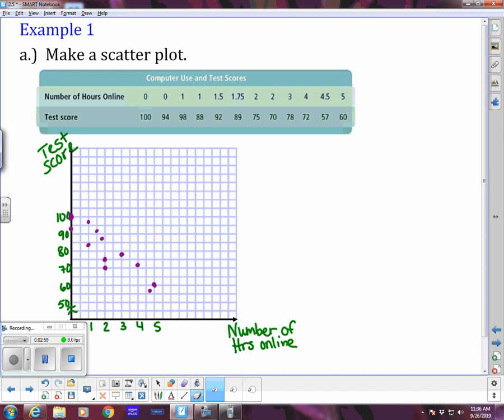That's a scatter plot. It's important to note that scatter plots do not have connections between the points, so don't play connect the dot or anything like that. Just leave them as points and there are no lines in between.